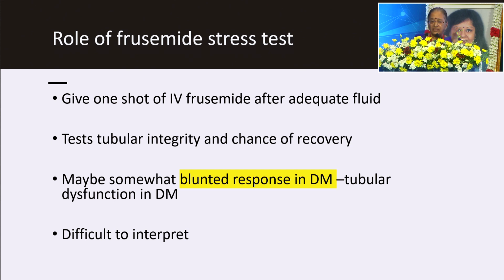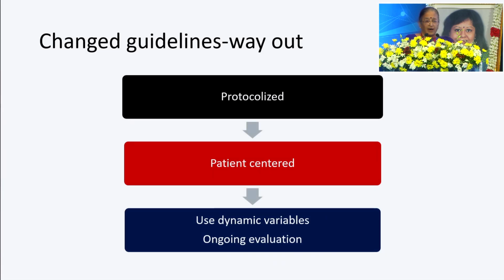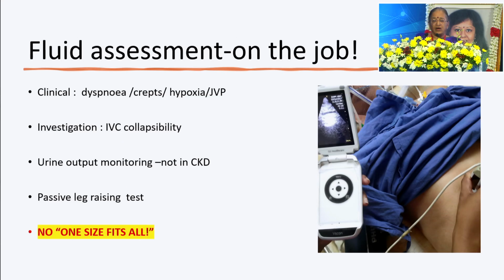But this may be blunted in diabetics, so you really cannot judge whether this patient is going to open up or not after you give your furosemide. In diabetics, difficult to interpret. So what do the guidelines say now? It's not protocolized, it is patient-centered. Look at your patient and change your protocol. Use dynamic variables. For the fluids, go clinical. Check for dyspnea, crepts, hypoxia, JVP, IVC collapsibility, urine output monitoring, passive leg raising. Finally, no one size fits all. So never treat a diabetic like you treat a non-diabetic, especially if they have renal dysfunction.